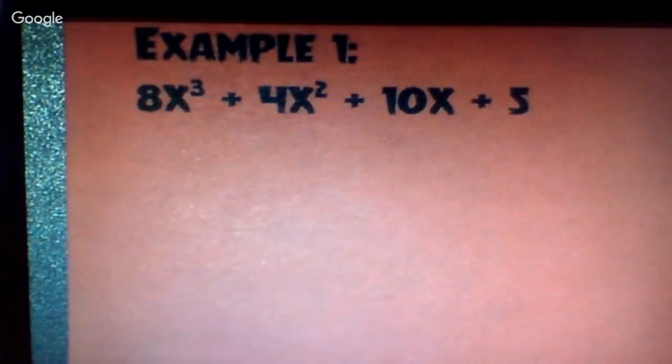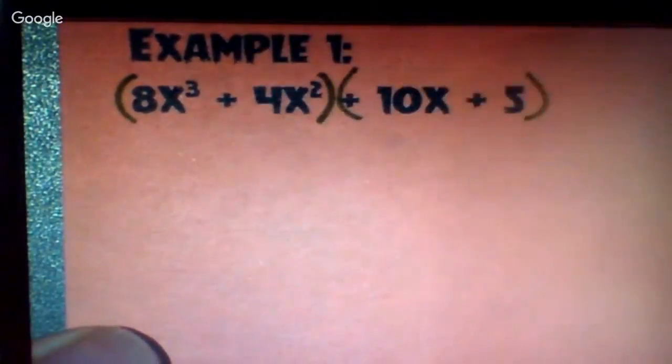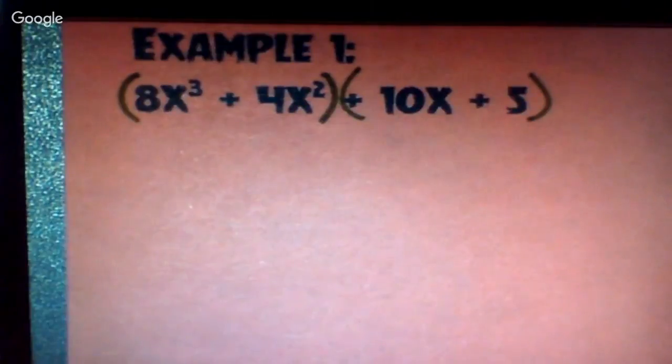Example number 1. So step 1 said split this into 2 binomials. The way we do that is you're going to throw in 2 sets of parentheses. You're going to put a set around your first 2 terms and a set around your second 2 terms. Now you have 2 binomials.